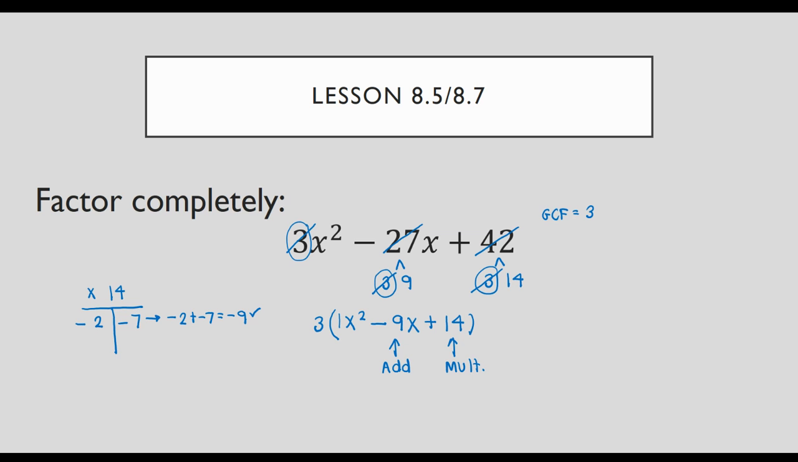My final answer has to have that GCF. So I bring down the 3, and now I can write my 2 parentheses. I get to start each of my parentheses with an x because we just had a 1 in front of the x squared. I want a negative 2 for one of the parentheses and a negative 7 for the other. And this would be my final completely factored answer.